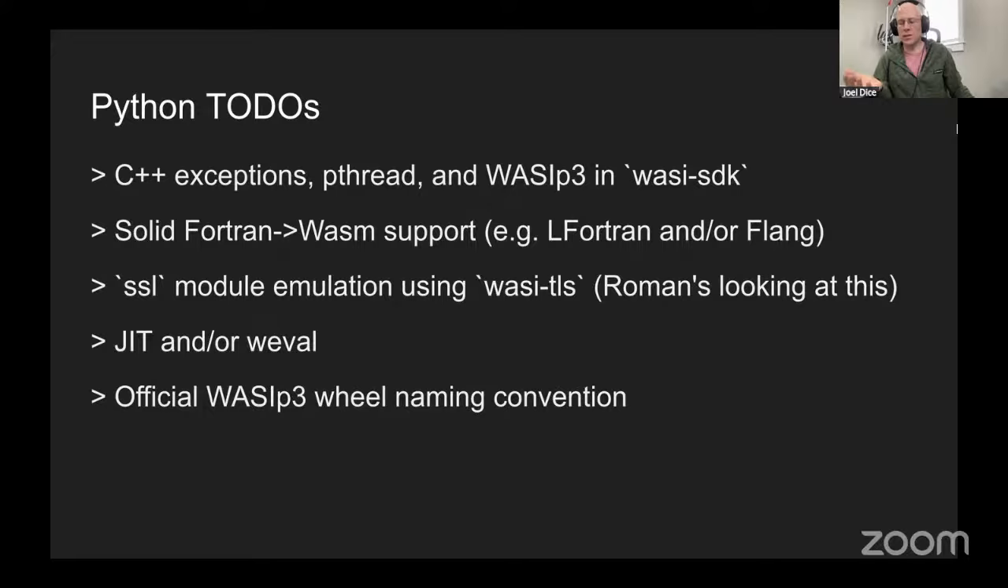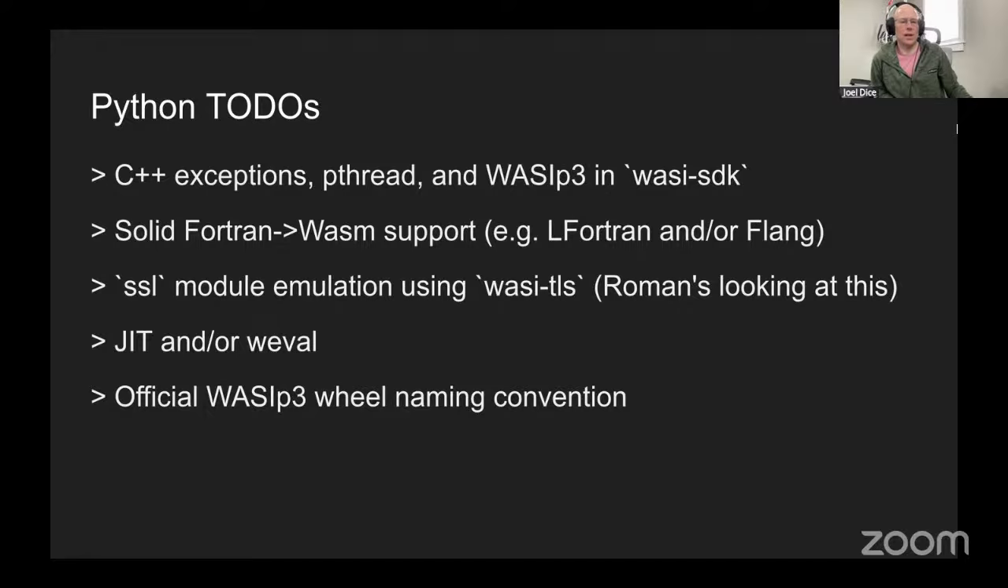Also for the scientific computing community, Fortran native extensions in Python are a big deal. This is something that I looked into a couple years ago, but haven't really updated on. So if somebody has some cycles and is interested in this, it'd be interesting to see how Fortran and/or Flang have come along in terms of WASM support. The other thing that Roman is working on these days is emulating the standard SSL module in terms of WASI TLS, that would unlock a lot of third-party libraries such as database drivers.